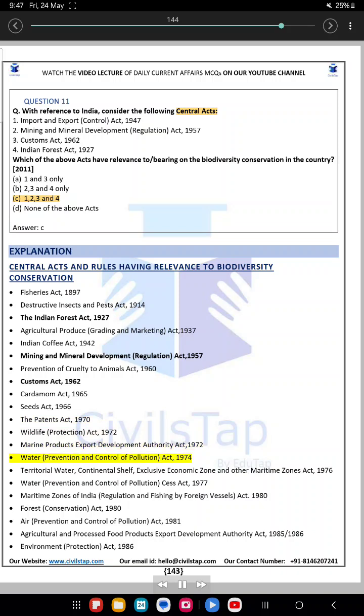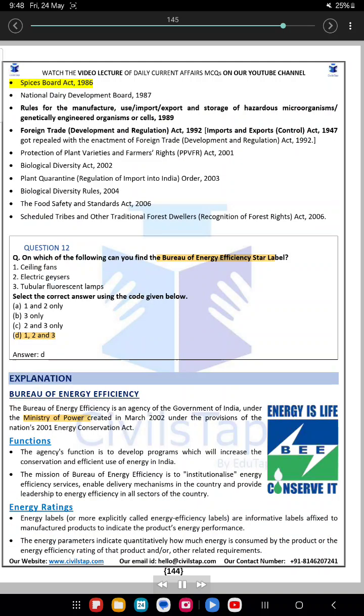Water Prevention and Control of Pollution Act, 1974. Territorial Water, Continental Shelf, Exclusive Economic Zone and Other Maritime Zones Act, 1976. Water Prevention and Control of Pollution Cess Act, 1977. Maritime Zones of India, Regulation and Fishing by Foreign Vessels Act, 1980. Forest Conservation Act, 1980. Air Prevention and Control of Pollution Act, 1981. Agricultural and Processed Food Products Export Development Authority Act, 1985-1986. Environment Protection Act, 1986. Spices Board Act, 1986. National Dairy Development Board, 1987.